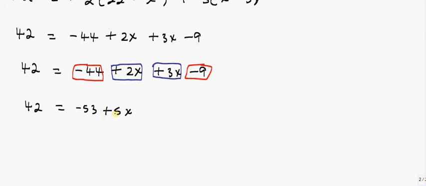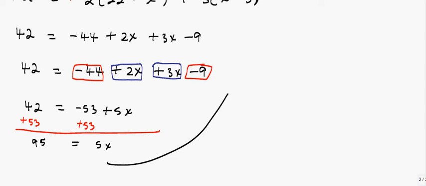I've got to isolate that 5x on the right side. So I'm going to get rid of the -53. Since it's a -53, I'm going to add 53 to both sides. And on the right side, as we predicted, the whole reason we added 53 was so we would get 5x by itself. On this side, when we add these two together, we get 5 here and 95. So 95 is equal to 5x.